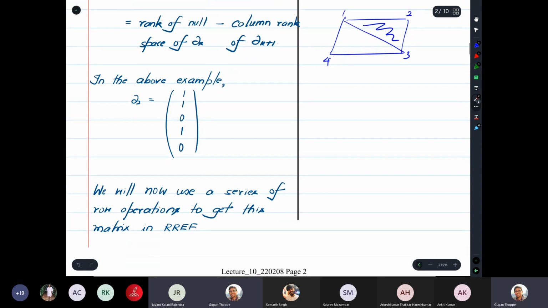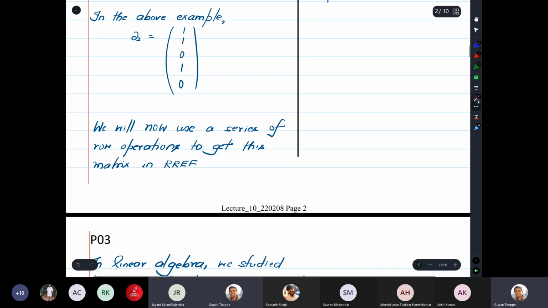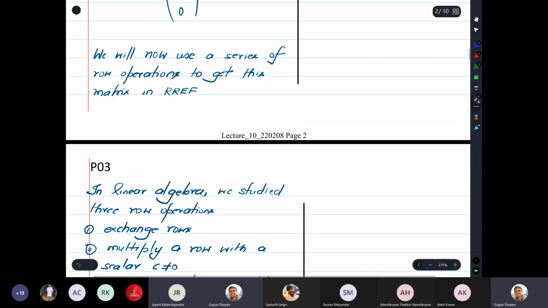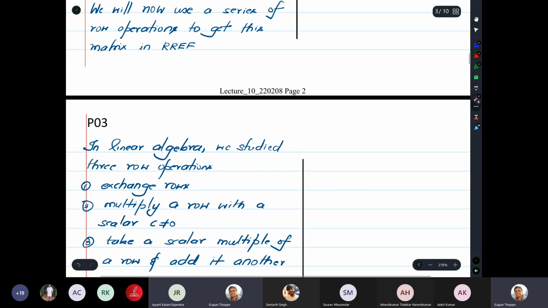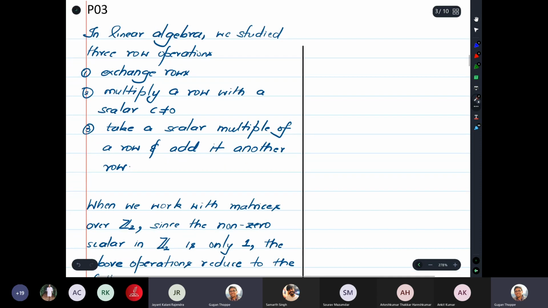And if you recall, one of the ways of looking at this was to reduce such a given matrix into the row reduced echelon form, right? And in order to get any given matrix into the row reduced echelon form, you must have studied the usage of these following three row operations. So if you remember, we were allowed to exchange rows, we were allowed to multiply a row with a scalar c which is not equal to 0, and as a third operation, we were also allowed to take a scalar multiple of a row and add it to another row, right? So these three row operations we were allowed.